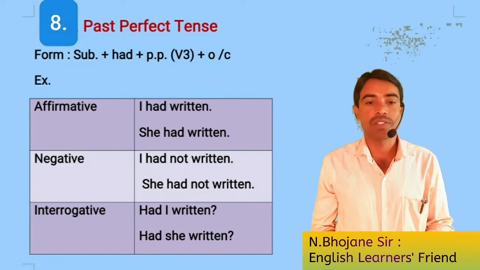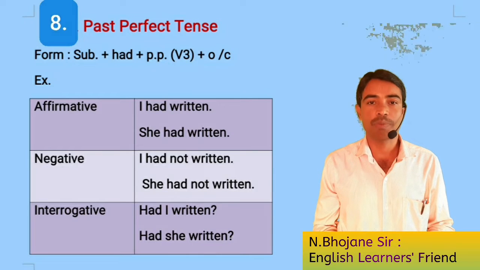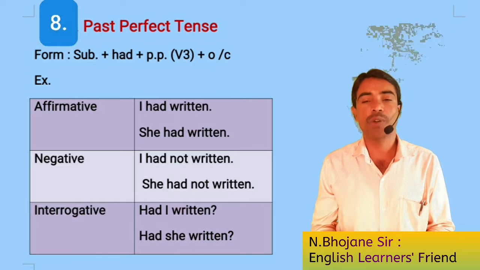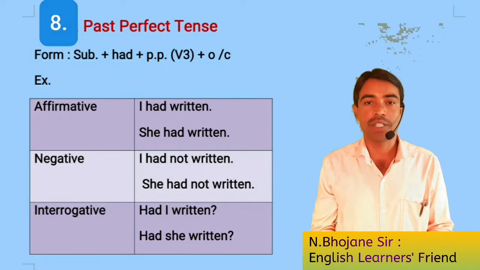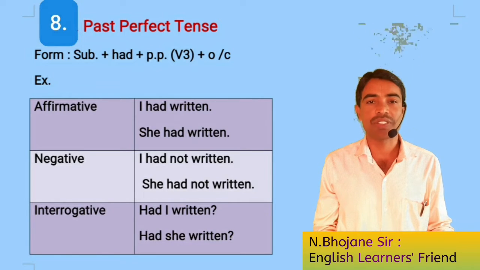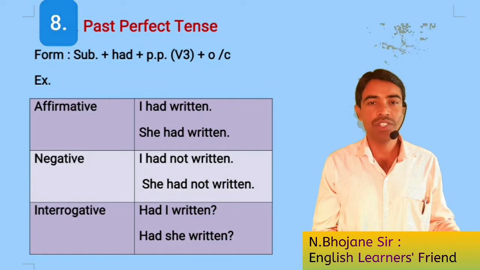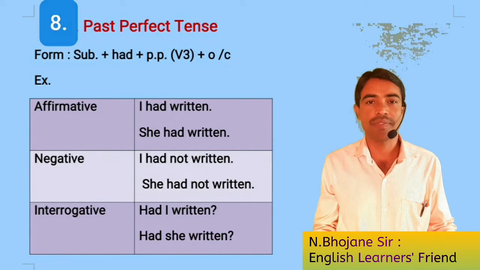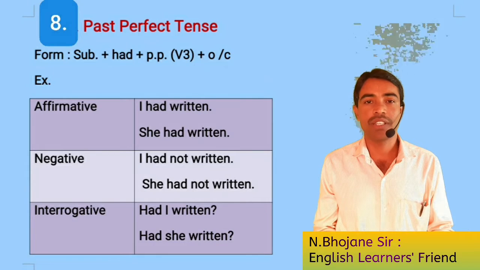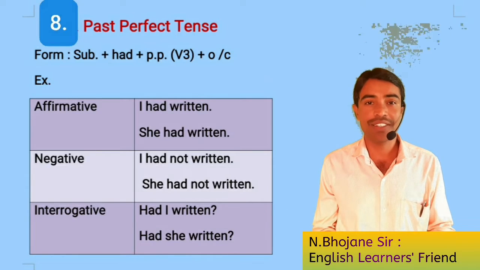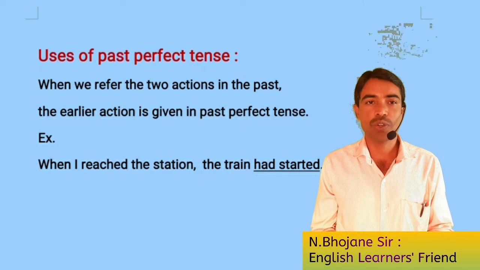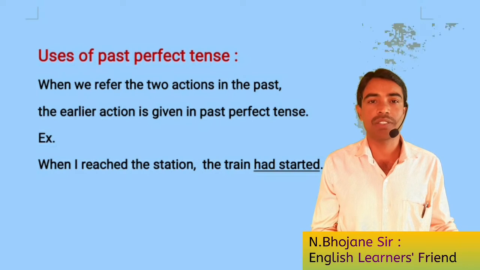Past perfect tense. Look at the form: subject plus had plus past participle plus object or complement. Examples: affirmative sentences: I had written, she had written. Negative sentences: I had not written, she had not written. Interrogative sentences: had I written, had she written. Uses of past perfect tense.